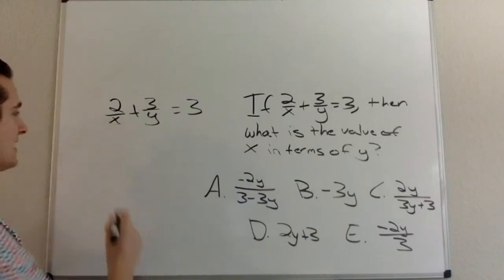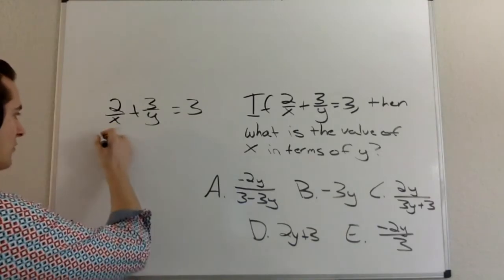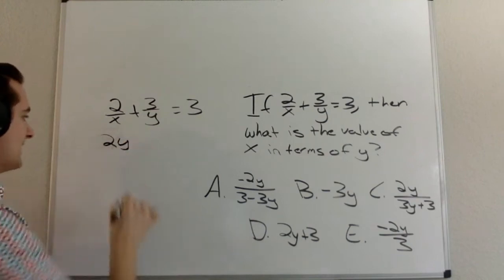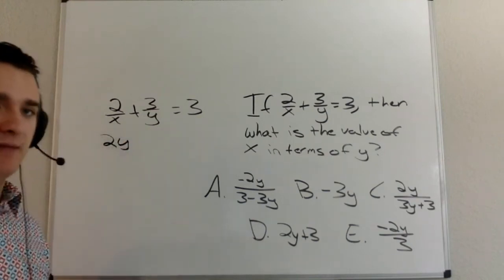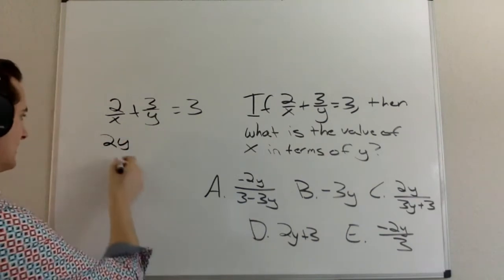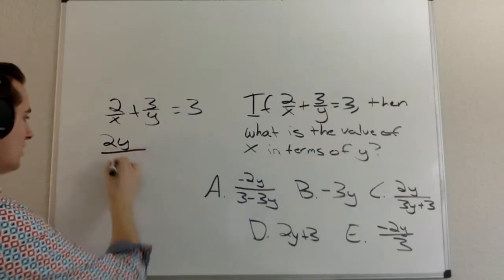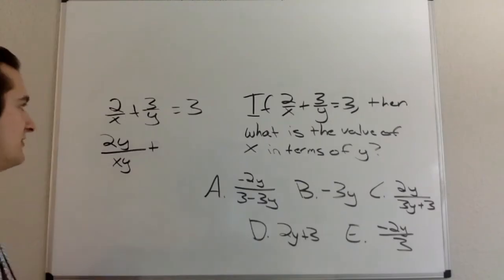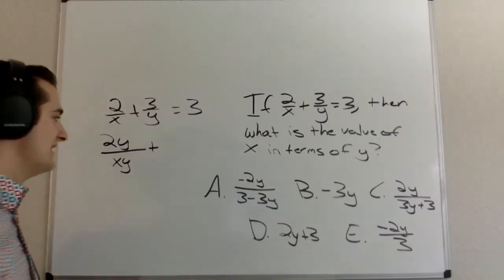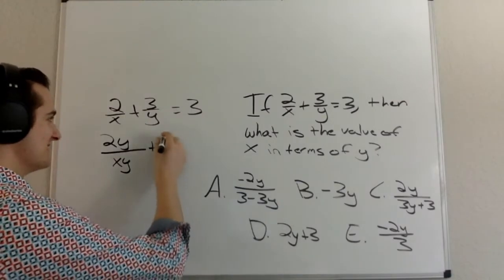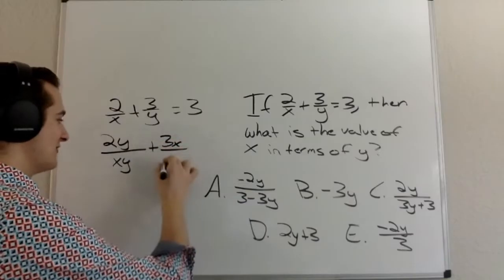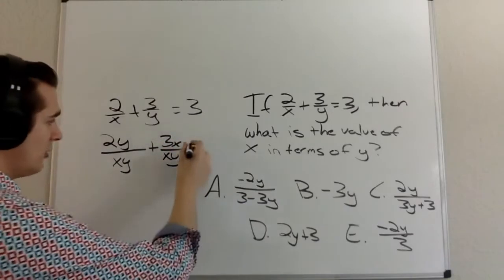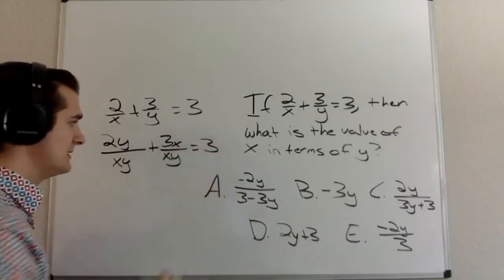So I'm going to multiply 2 over x by y over y. And again, because y over y is equal to 1, I can multiply 2 over x by y over y. So I'm going to get 2y over xy. And then I'm going to do a similar thing to 3 over y. I'm going to multiply it by x over x. And so I'm going to get 3x over xy. And all of this, of course, is still equal to 3.